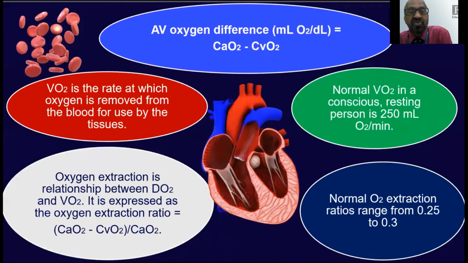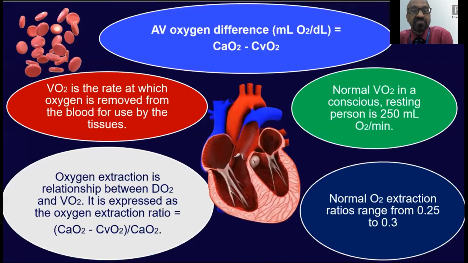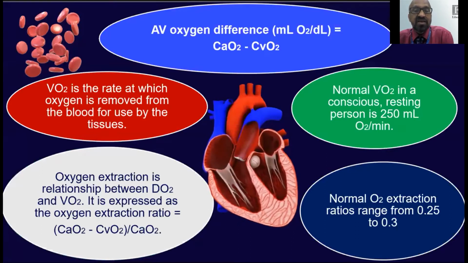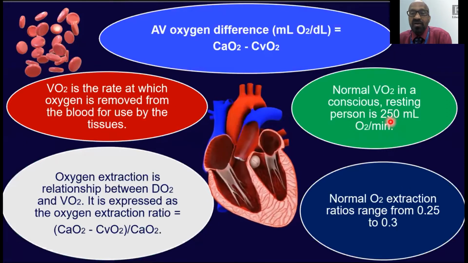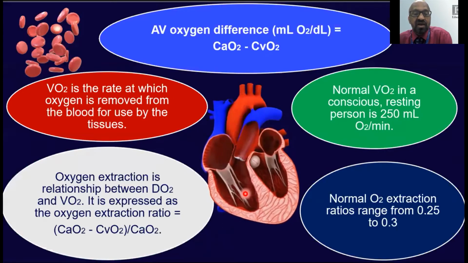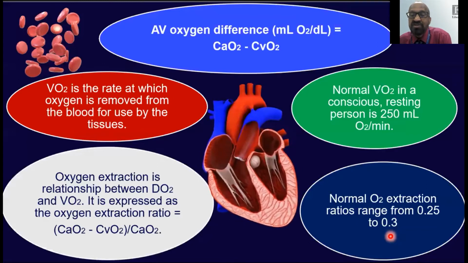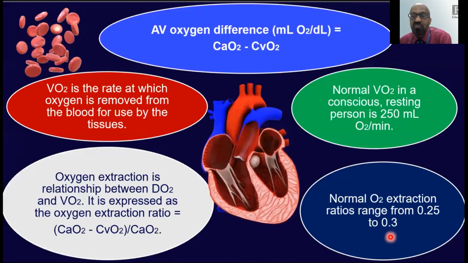Then the arteriovenous oxygen content difference, we already said about it, is about 5 ml for every 100 cc of blood. And the oxygen consumption is the rate at which oxygen is removed from the blood for use by the tissues, and it's approximately 250 ml every minute at resting conditions in a given individual. The relationship between the oxygen delivery and consumption is expressed as the oxygen extraction ratio, and it ranges from 0.25 to 0.3, which means that anywhere from 25 to 30% of the oxygen which is delivered is consumed by the tissues.